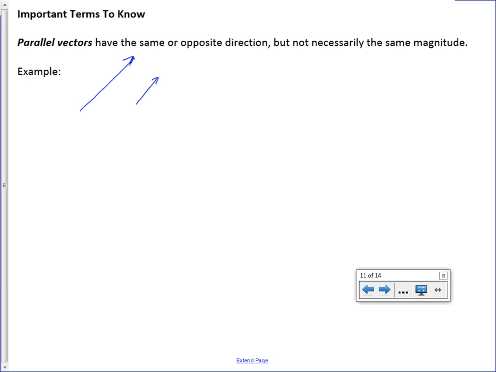And wait a second, guys. What if I do this? Still parallel. The opposite direction still counts as parallel. So I have just drawn some parallel vectors. You go and do some little artiste work. Okay?